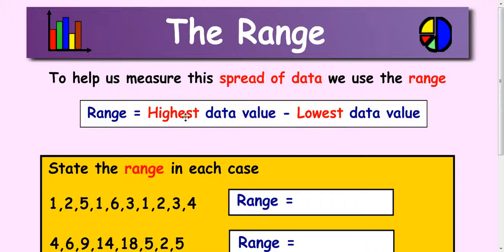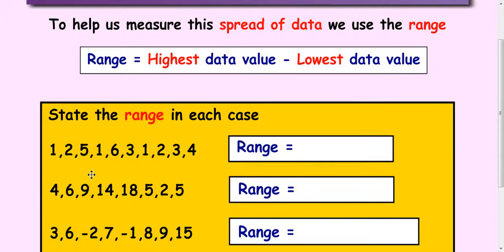Basically all you do is you take the highest data value and subtract the lowest data value, and that gives you how spread out the information is. So let's look at three cases here. In the first one, we have to state the range. So if you find the highest value, that's 6, and the lowest value here is 1. So all you need to do is do 6, take away 1, and 5 is how spread out the information is from the smallest to the highest value.